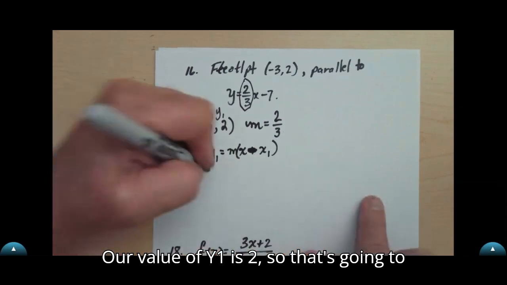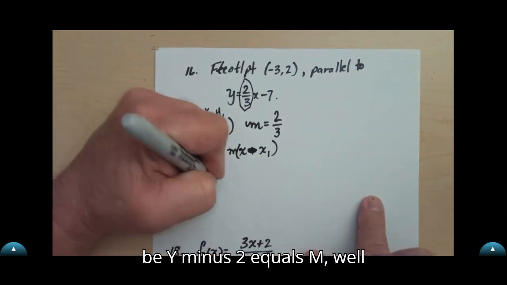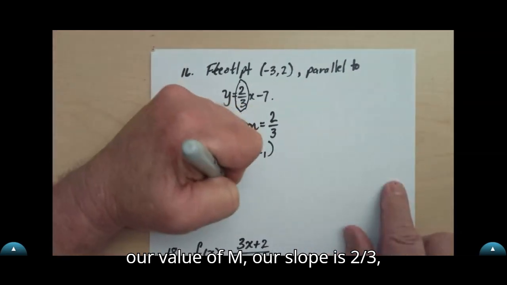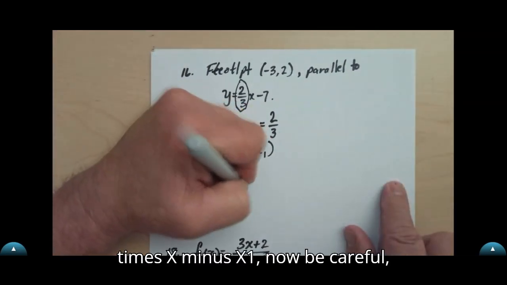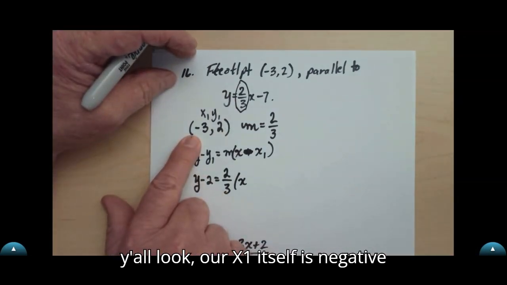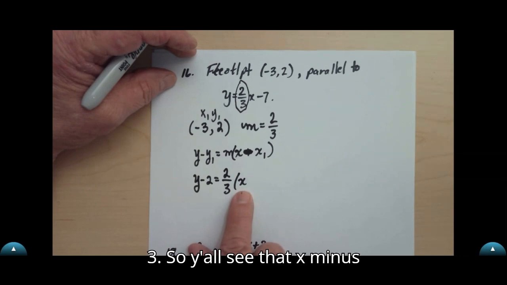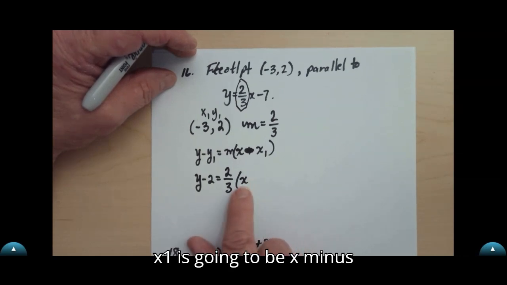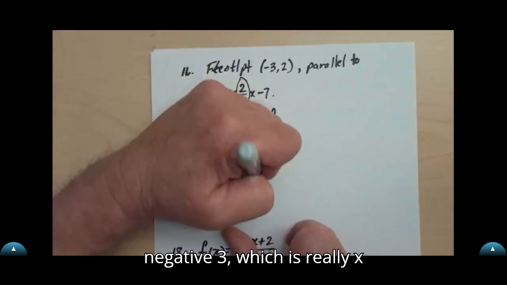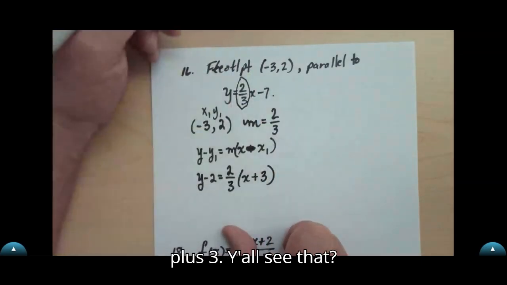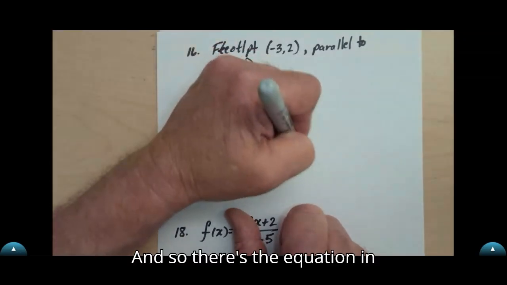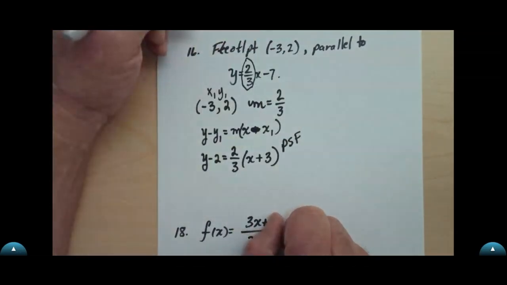And we're just going to plug our stuff in. Our value of y1 is 2, so that's going to be y minus 2 equals m. Well, our value of m, our slope, is 2/3, times x minus x1. Now be careful, y'all. Look, our x1 itself is negative 3. So y'all see that x minus x1 is going to be x minus negative 3, which is really x plus 3? Y'all see that? And so there's the equation in point-slope form.